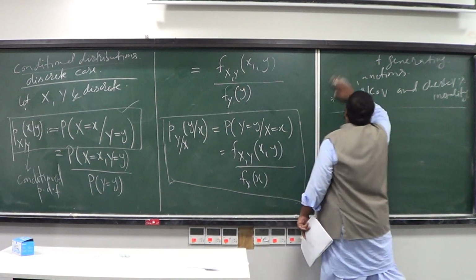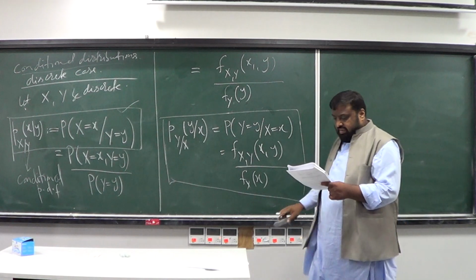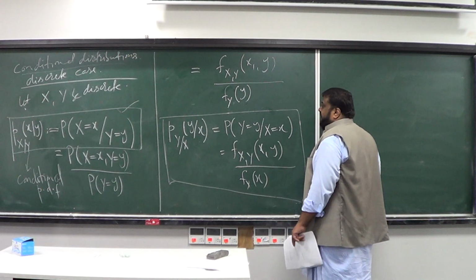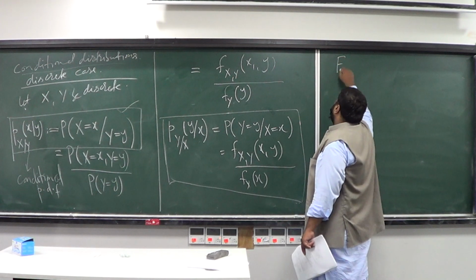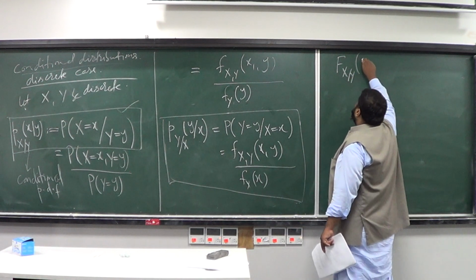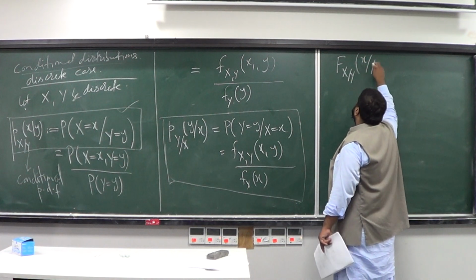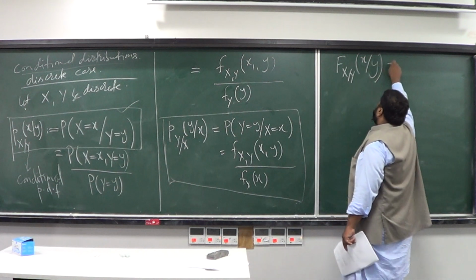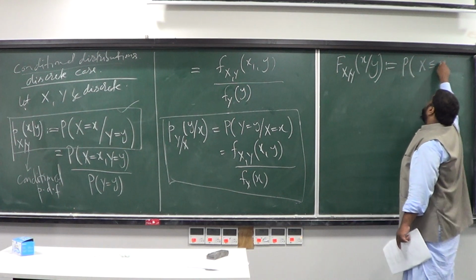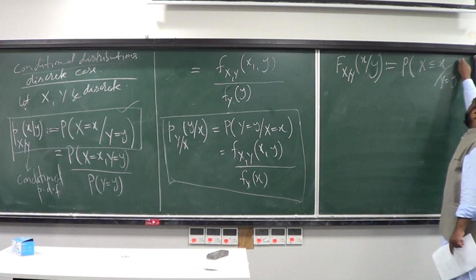Now, if you have a conditional PDF, it is natural to also have a conditional CDF. Let's denote that conditional CDF as F, the CDF of X given Y, evaluated at x, where X is less than or equal to x given that Y is y. This notation means: what is the probability that X is less than or equal to x, given Y is y?